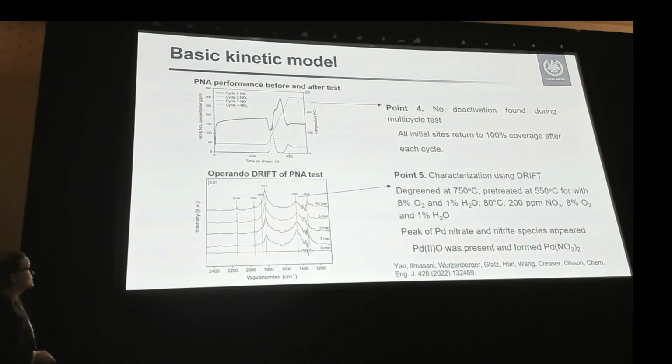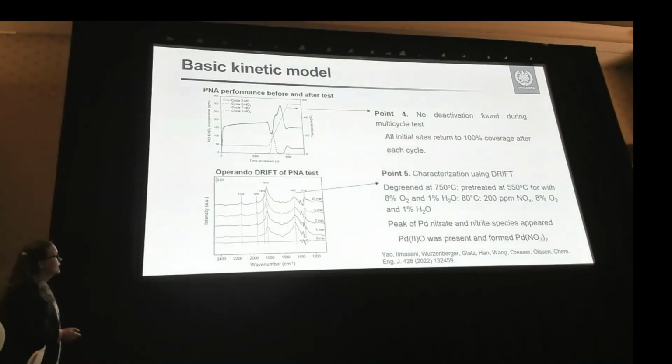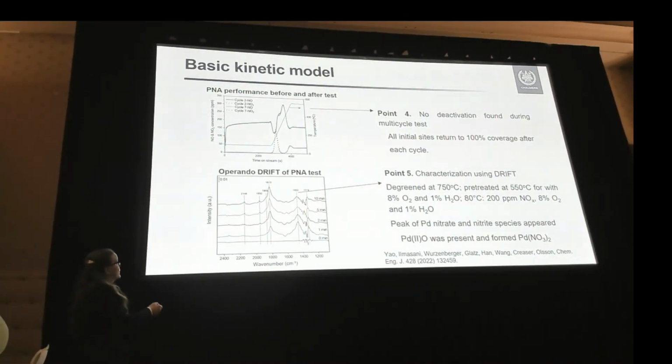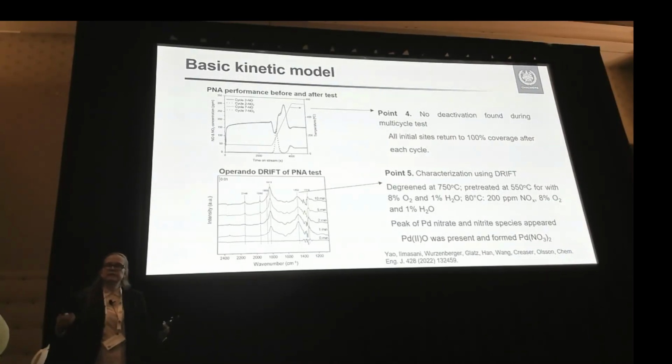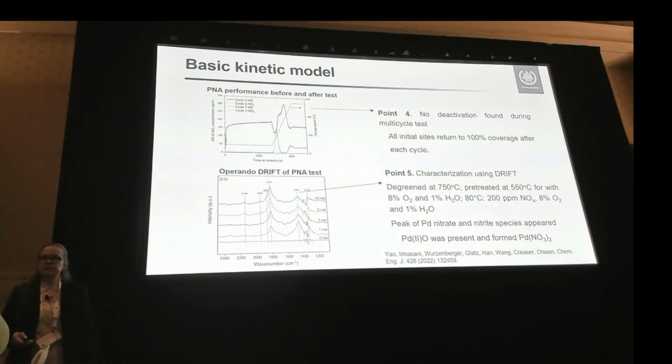We also addressed the spectroscopy. And we can see here we got a peak around 1450, which then suggested we have nitrates, and that's also occurring on the palladium nanoparticles that form nitrates.